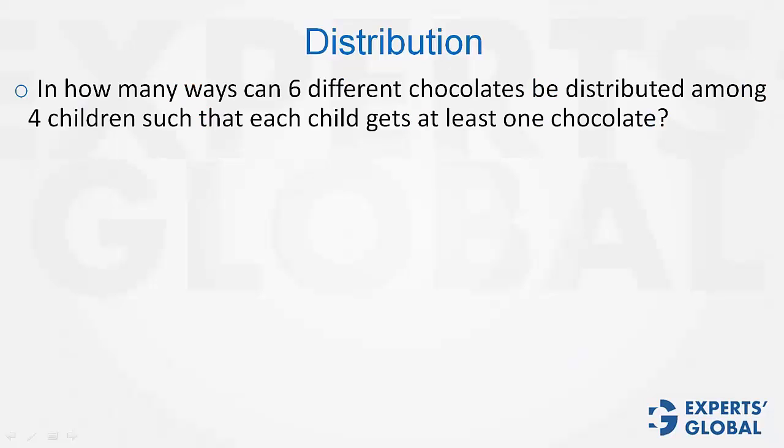The most complicated of all, probably. Please pause the video and try doing it yourself. 6 different chocolates and 4 children. Everybody has to get at least one. So this can be done in how many ways?